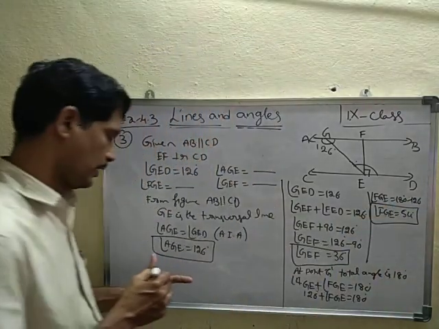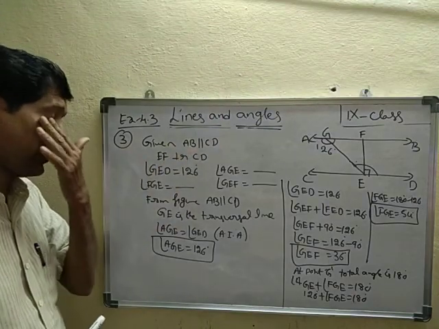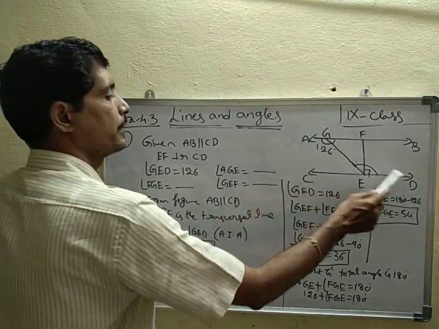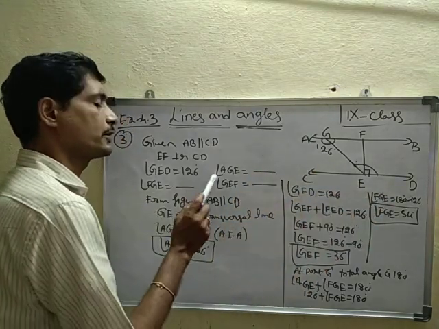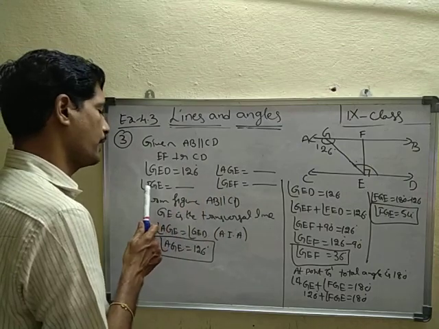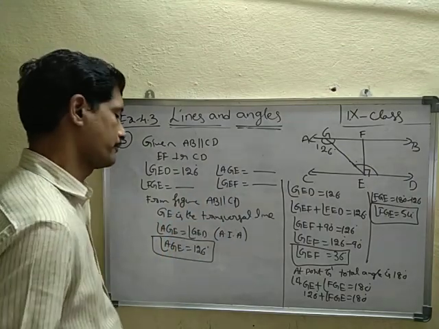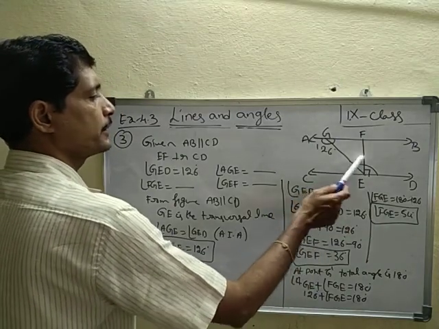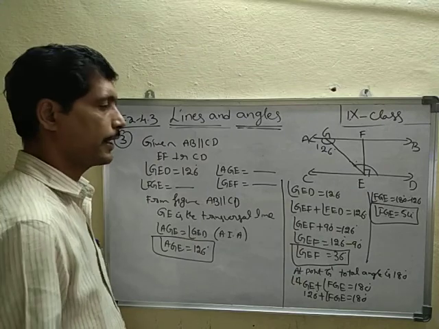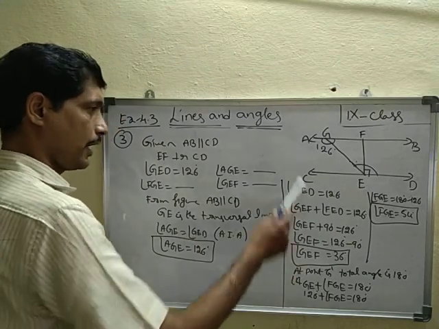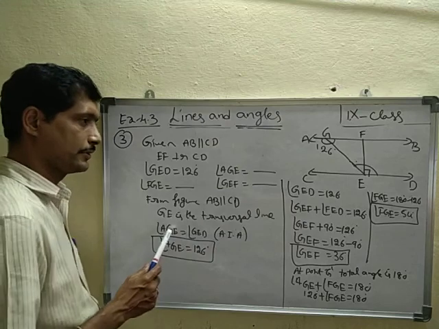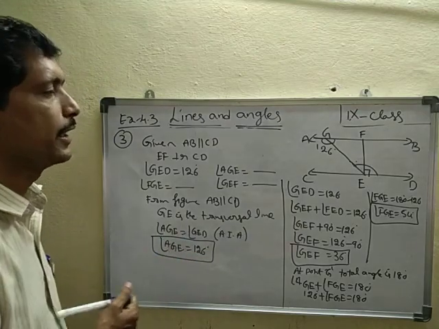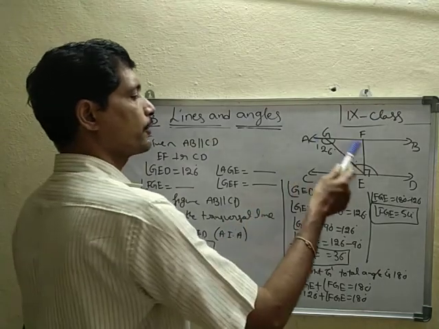One more time, see. Here given AB parallel to CD is given, EF is perpendicular to CD. Therefore, angle GED, this total angle equal to 126 is given. Find the angle AGE, angle FGE, angle GEF. From figure AB parallel to CD means angle AGE and angle GED both are alternate interior angles. Therefore, alternate interior angles are always equal. Therefore, angle AGE equal to angle GED equal to 126 degrees.